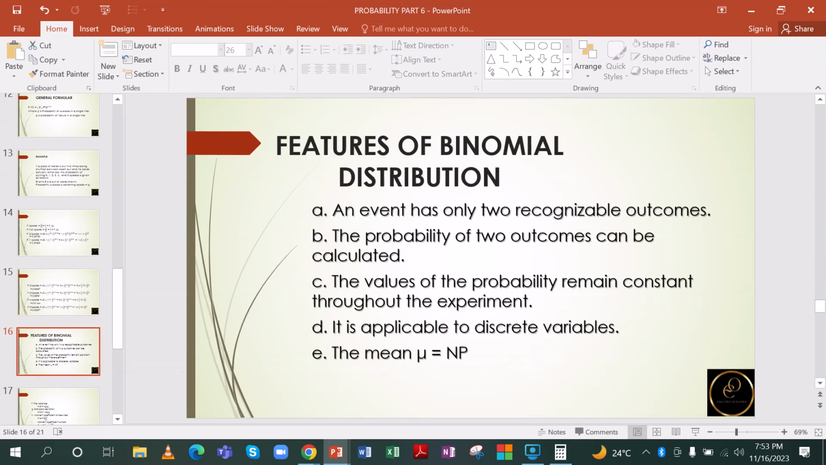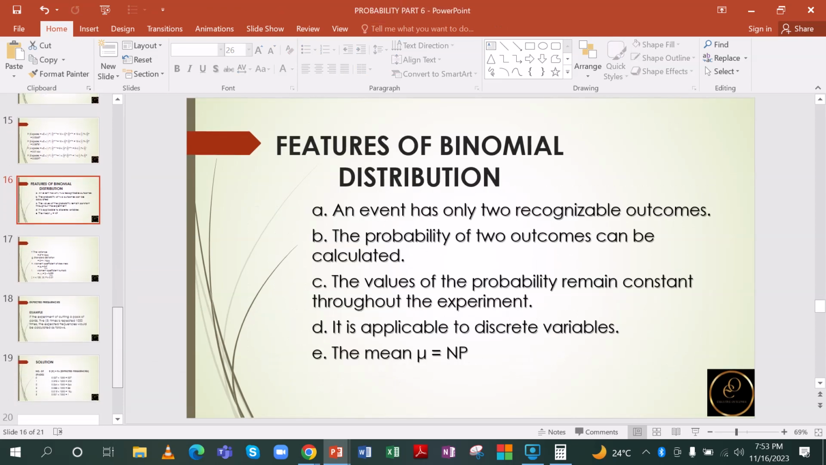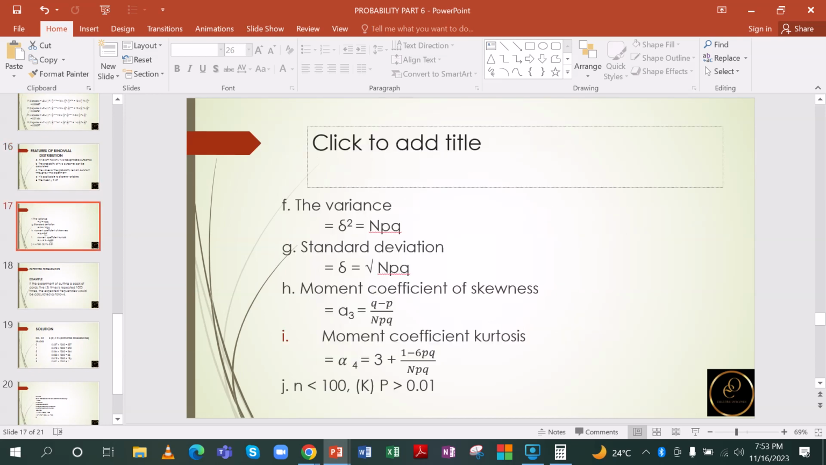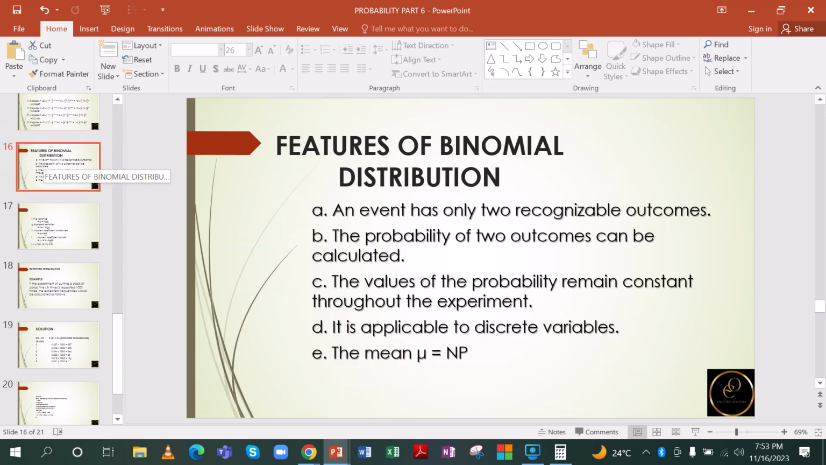So that's how you calculate the probability when you have a binomial distribution. Okay, so having looked at that, I want to talk about the features of a binomial distribution.